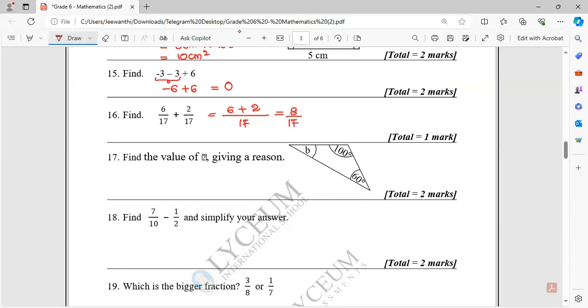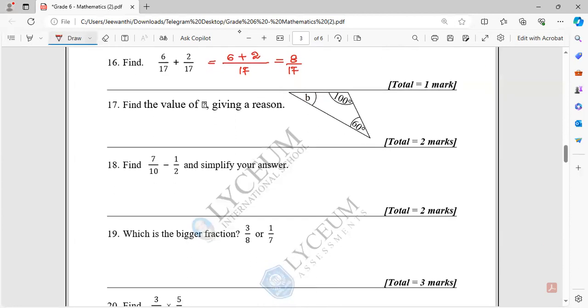8 over 16. Sorry, it should be 8 over 17. 6 plus 2, 8 and 17. Then you want to write the next one.